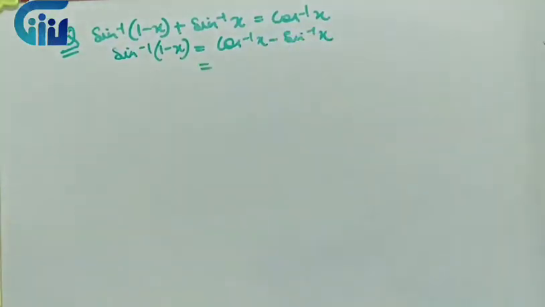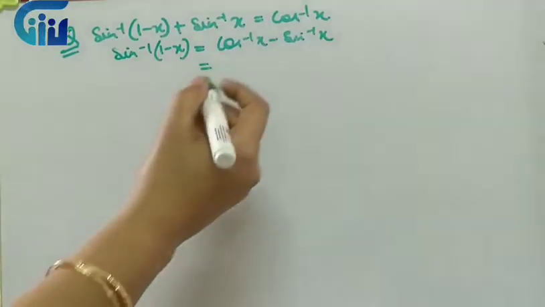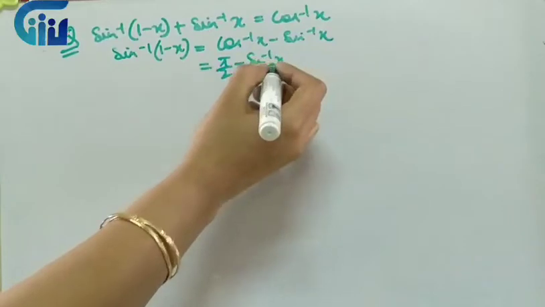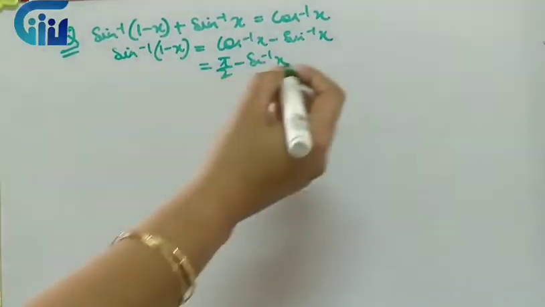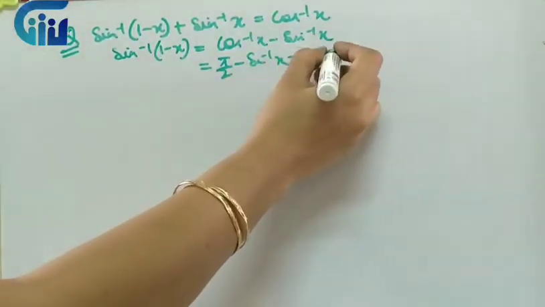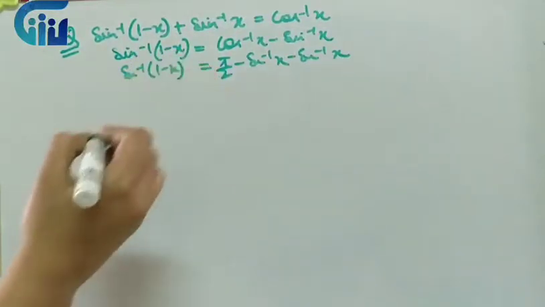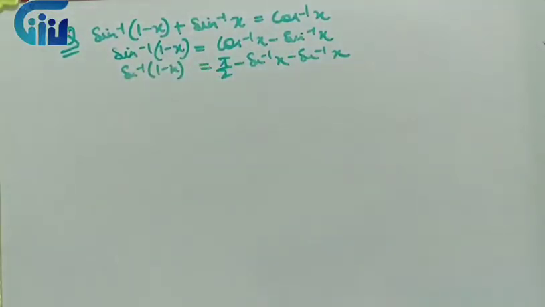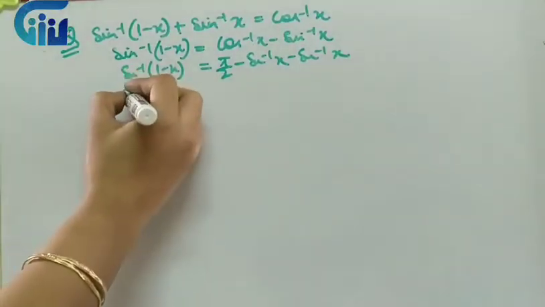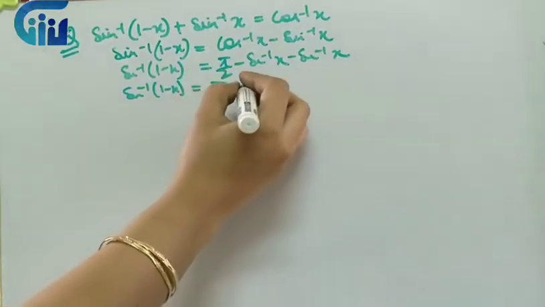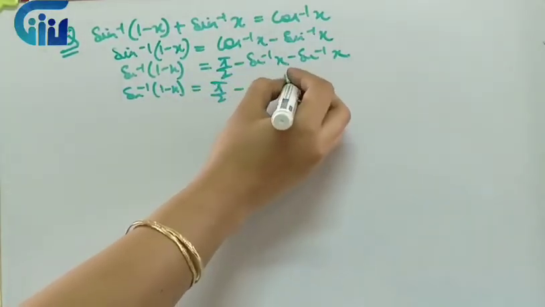Now over here, in place of cos inverse, can I write pi by 2 minus sin inverse x? Because we know cos inverse x plus sin inverse x is pi by 2. So that everything changes to sin inverse, because all the other things were in terms of sin. So now this can be further written as sin inverse 1 minus x is equal to pi by 2 minus 2 sin inverse x, right?